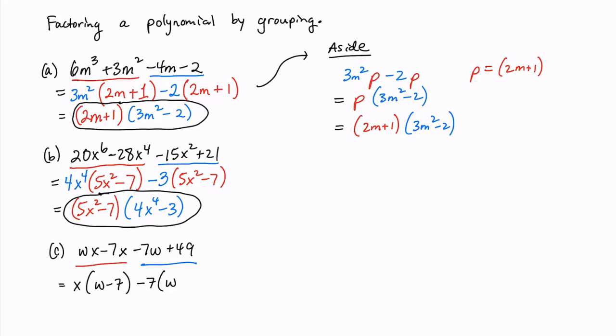It's got to be what? A negative times a negative will get you a positive, so it's got to be w minus 7. What do these terms have in common? They have a w minus 7 in common, and then your last factor is x minus 7. Once again, you have two factors here. And that is factoring by grouping.